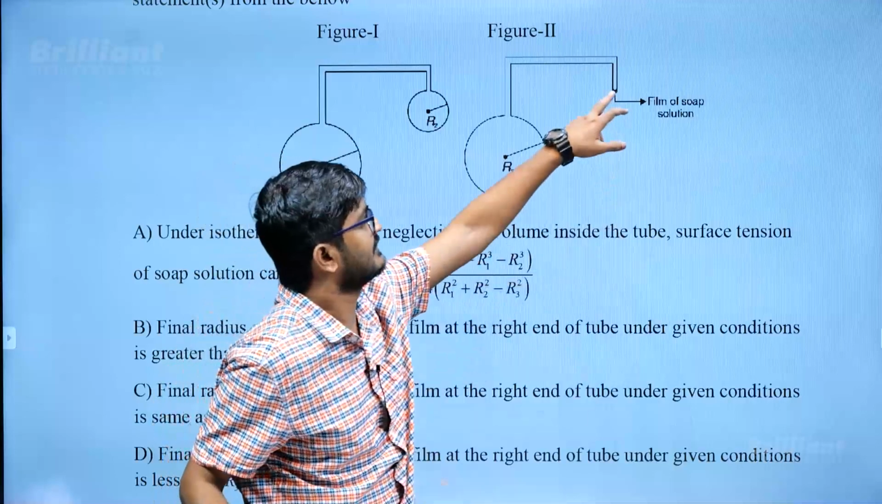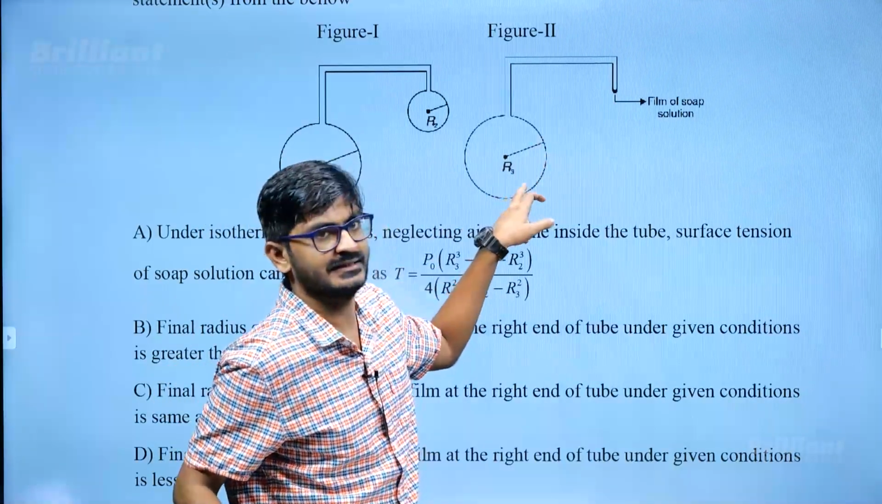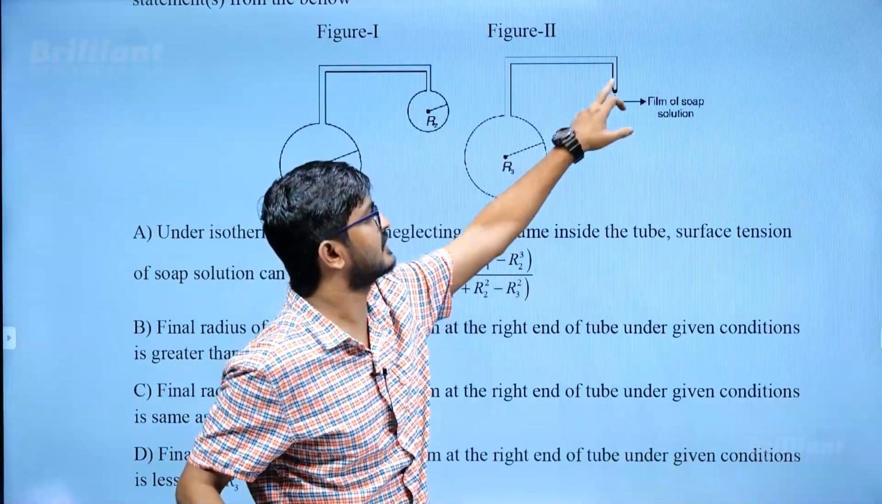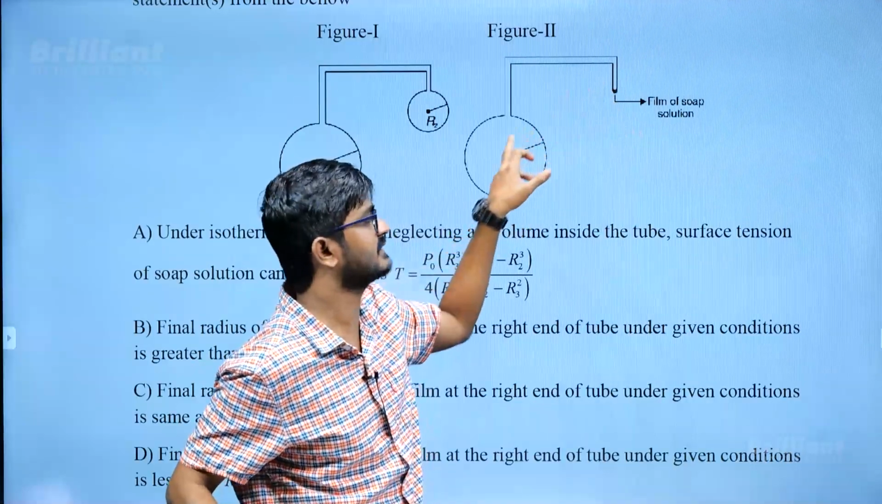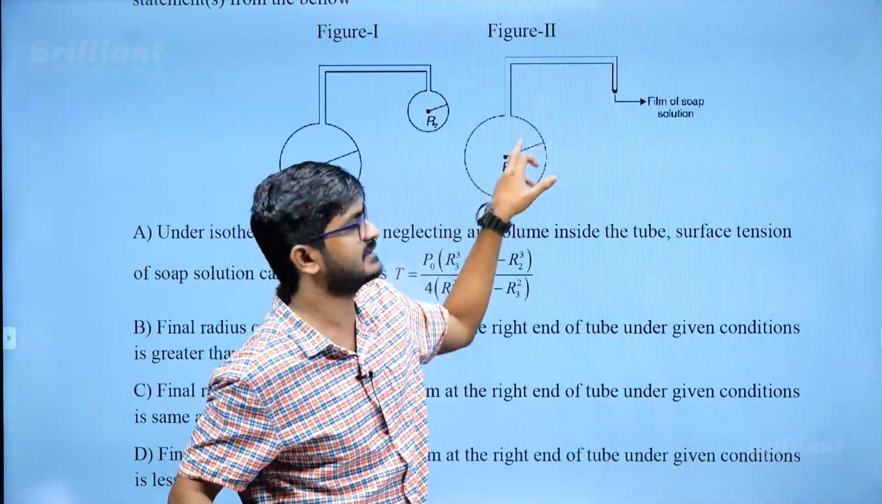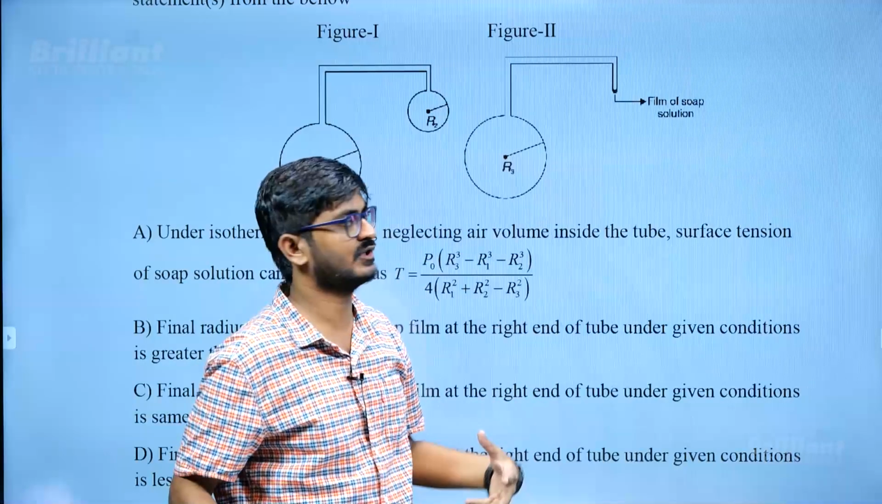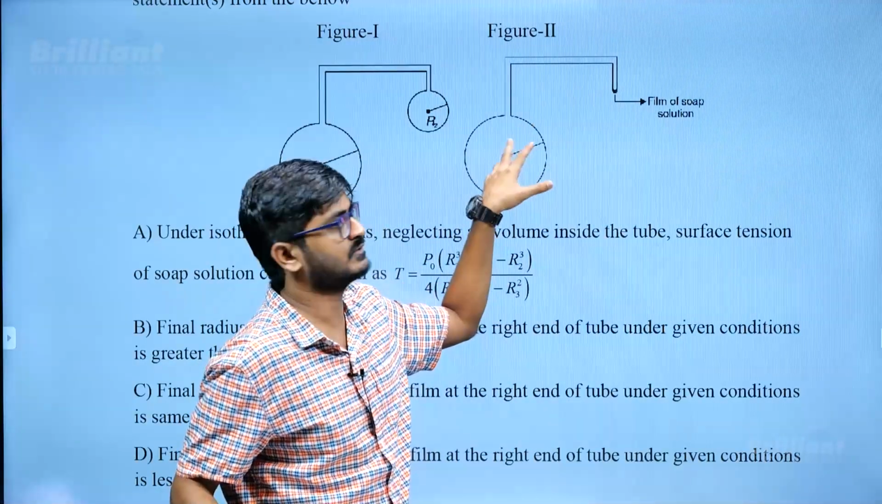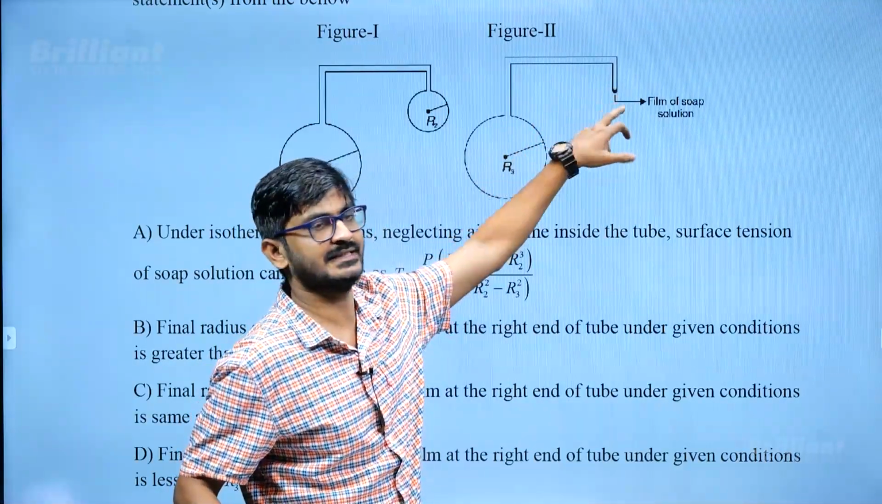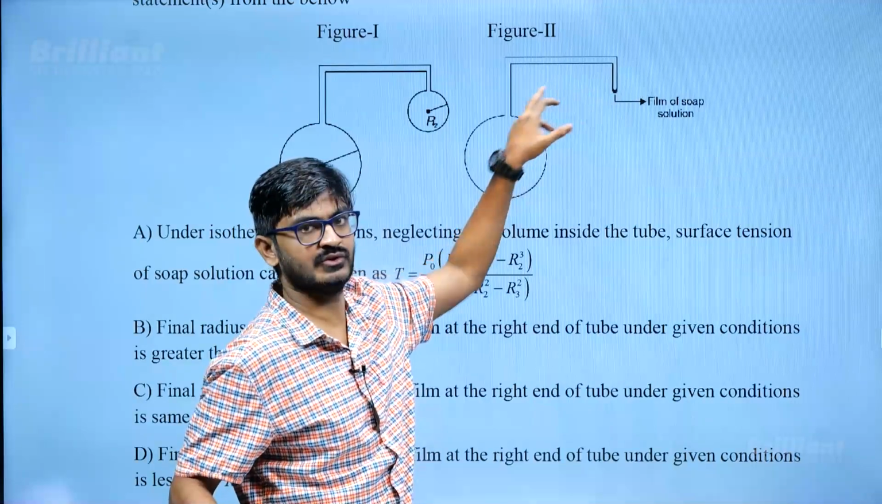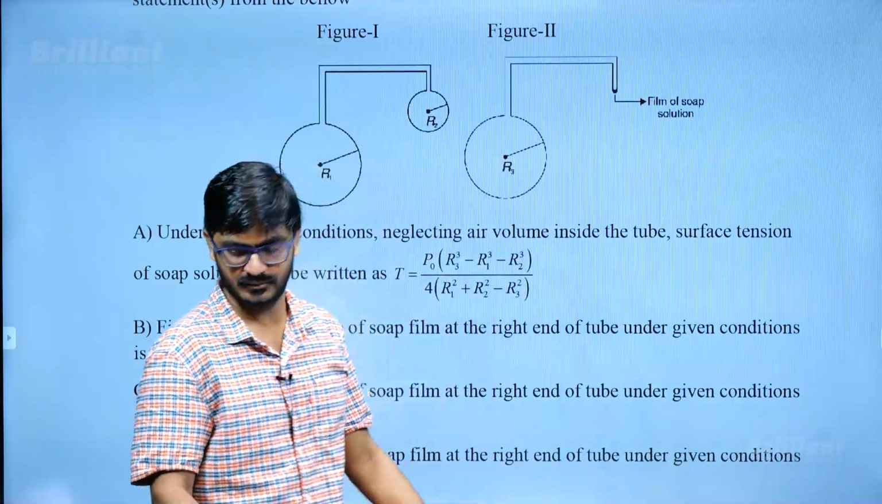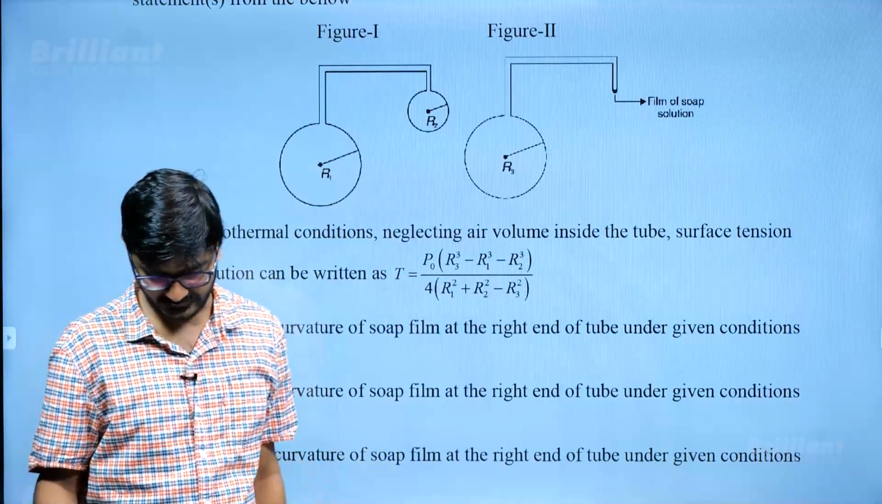Now if this radius of curvature is not R3, then the pressure here is not going to be the same as this one. If the pressure here is not the same, then air will start flowing, but right now it has stopped flowing, right? So both radii of curvature must be the same. Only then will the pressures be the same, and only then will the flow of air stop. So both will have the same radius of curvature.